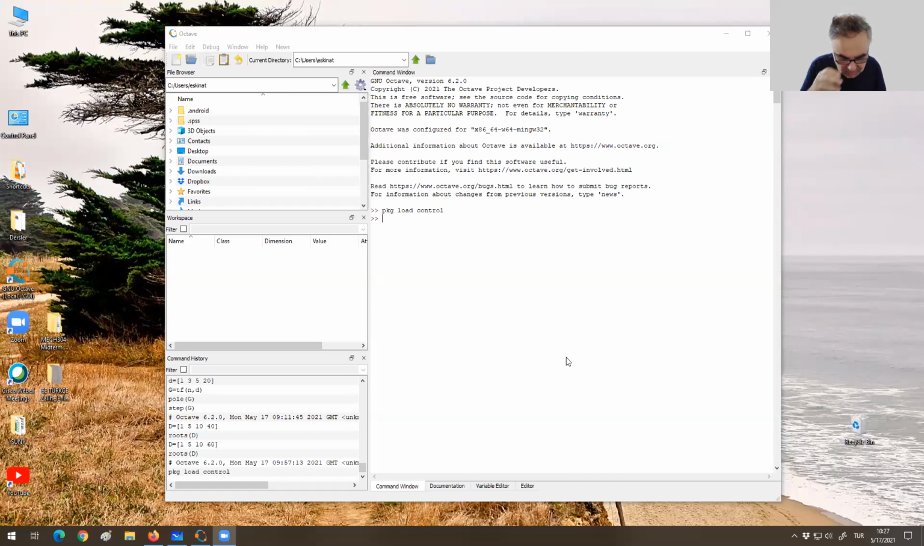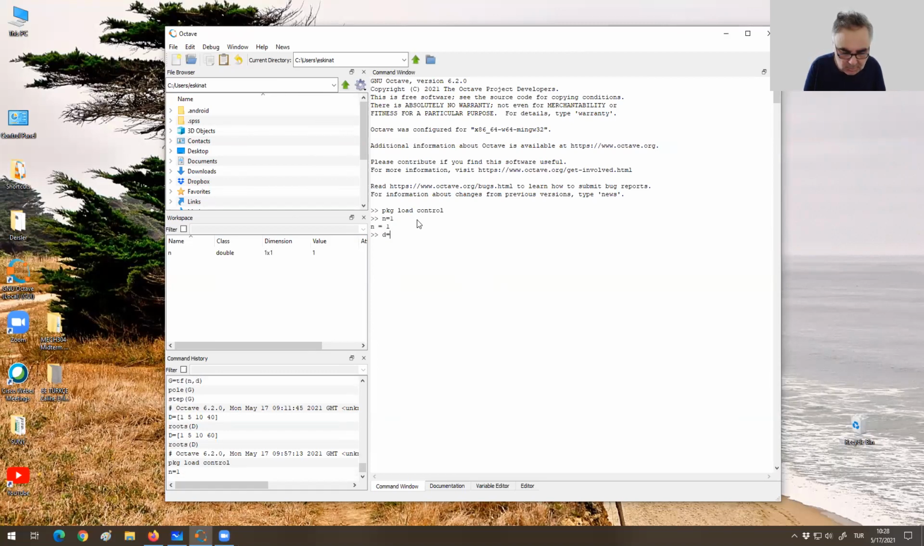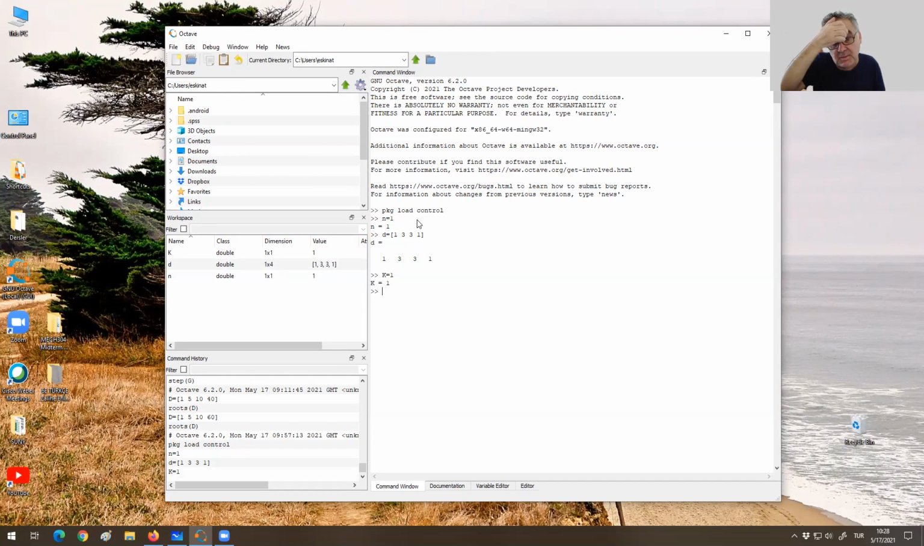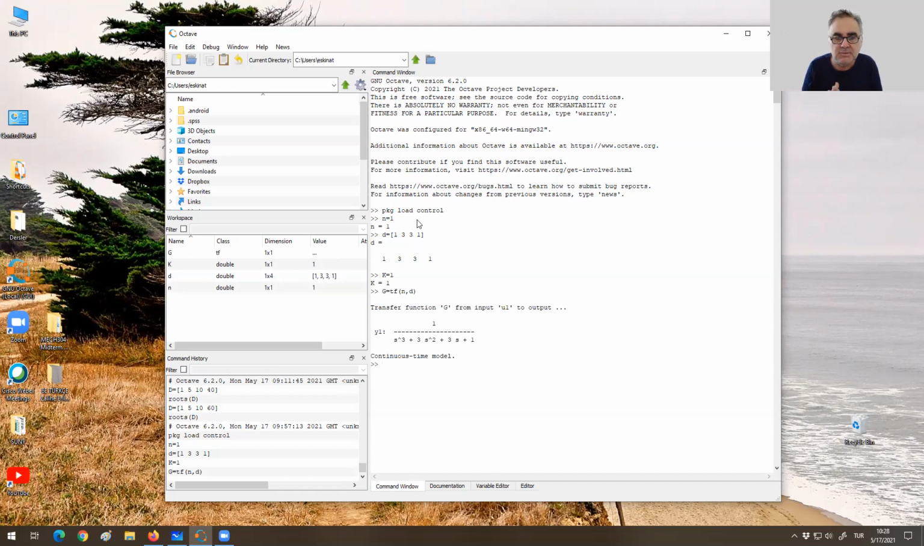So remember that we had a system where the numerator was 1, the denominator was 1331, and let's say K is the controller. K is, let's say, 1 for the time being. Okay. So G is the transfer function of N and D. So this is our plot.